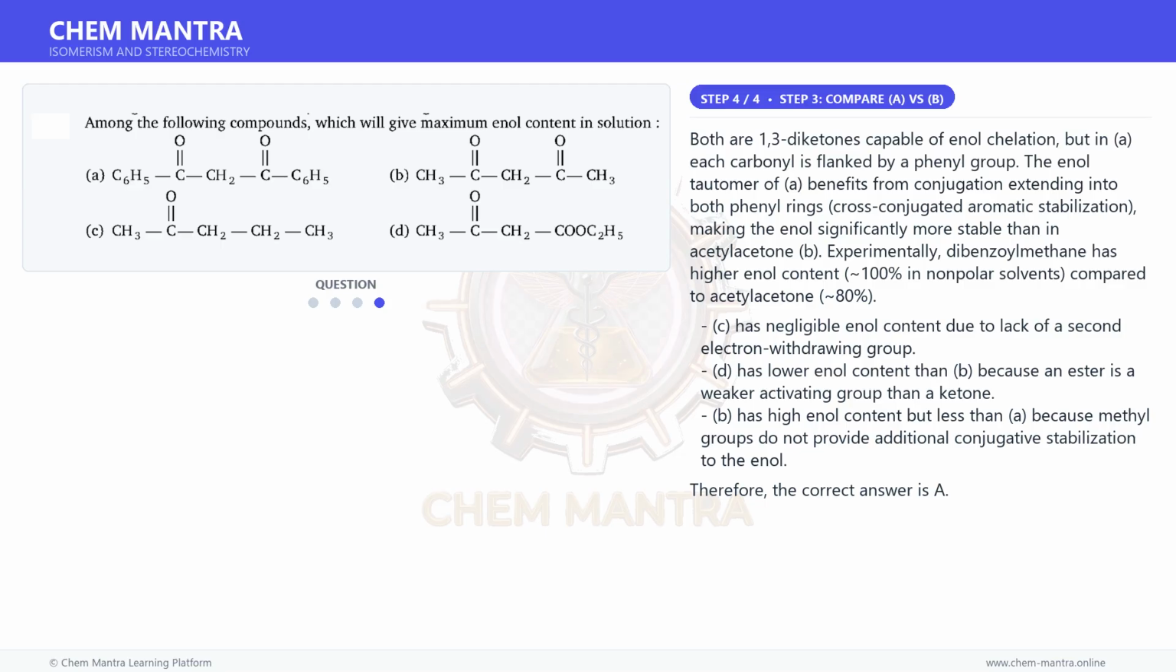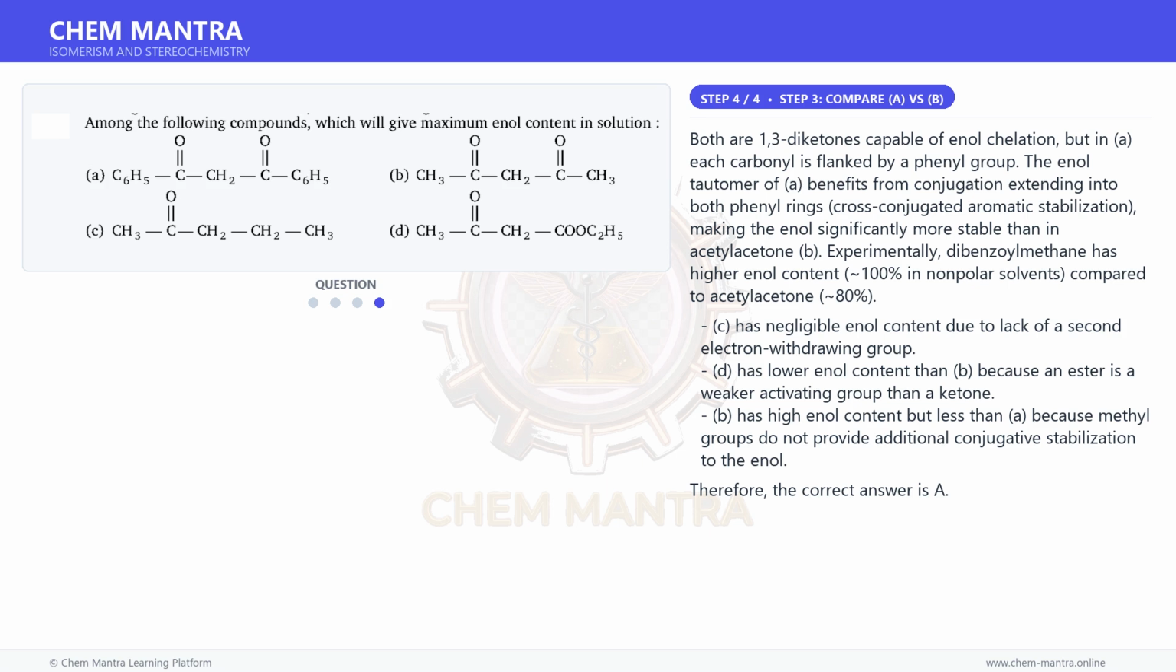And for the final step, both are 1,3-diketones capable of enol chelation, but in A, each carbonyl is flanked by a phenyl group. The enol tautomer of A benefits from conjugation extending into both phenyl rings, cross-conjugated aromatic stabilization, making the enol significantly more stable than in acetylacetone. Experimentally, dibenzoylmethane has higher enol content, approximately 100% in nonpolar solvents, compared to acetylacetone, approximately 80%.